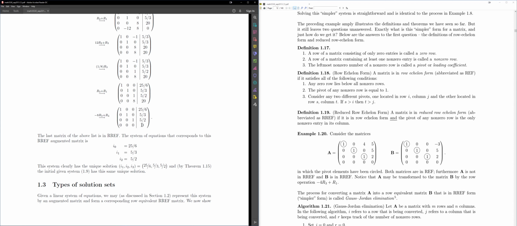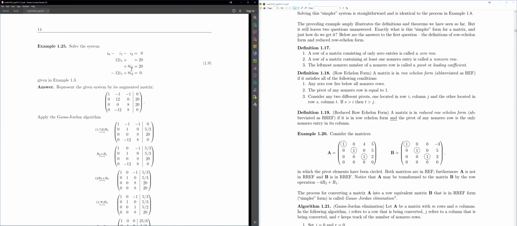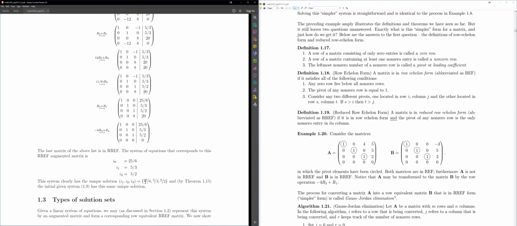But for the time being, what I have is this augmented matrix, and that corresponds to this system. Okay, and once you write down your system, you notice it is extremely easy to just get the solution. The solution is simply I0 is 25/6, I1 is 5/3, I2 is equal to 5/2. Okay, so this system here has a unique solution, which means that the one that you started with, which is by the theory equivalent, has the same solution. So the solution for this original system is just this answer over here, right?